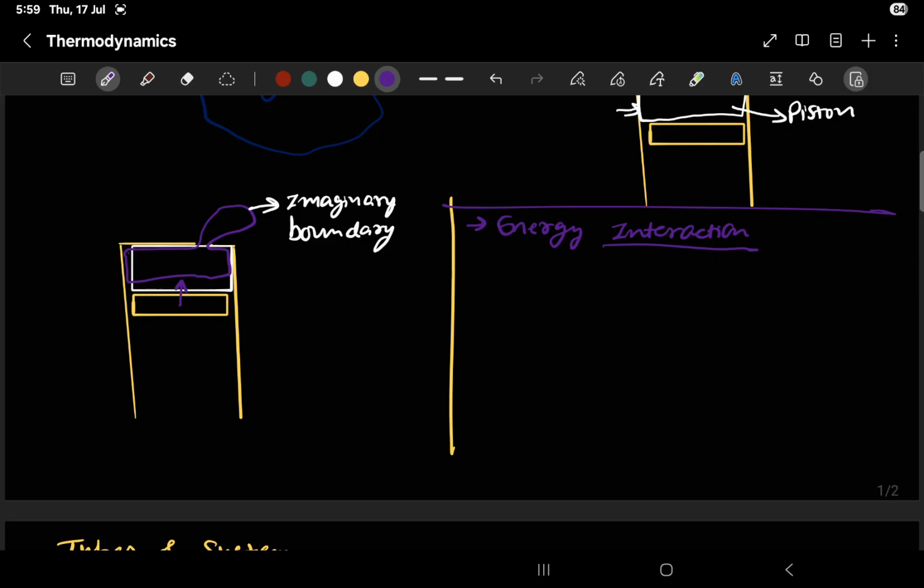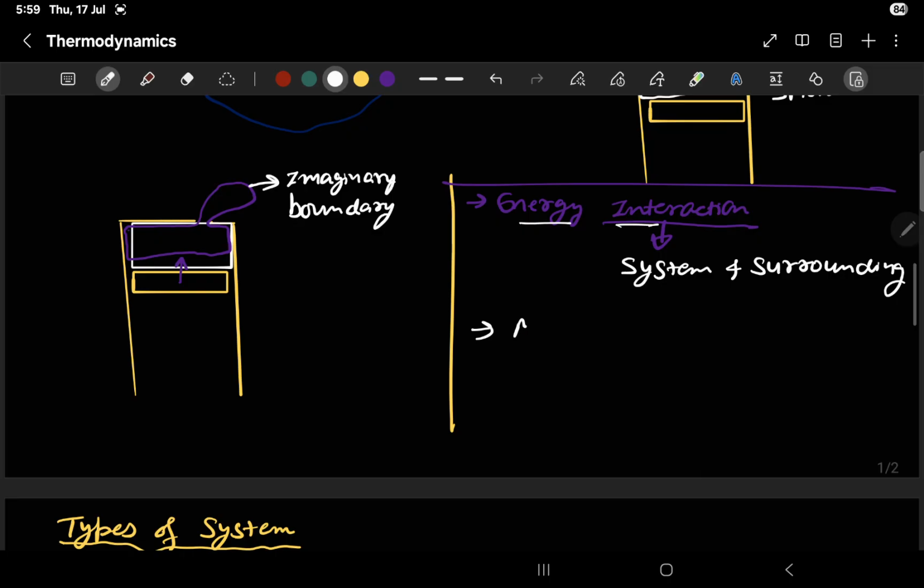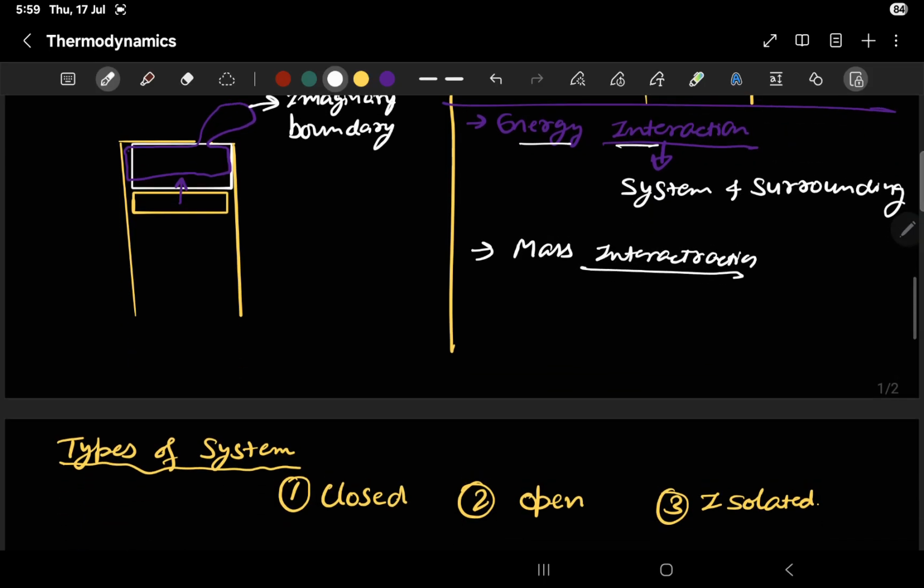Okay, transfer of energy between system and surrounding. It is interaction between system and surrounding, and the interaction is happening through energy. So there is a similar term, mass interaction. Mass interaction is interaction of mass between system and surrounding, again system and surrounding.